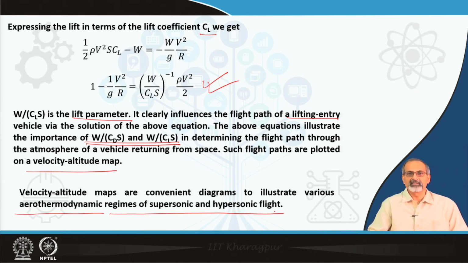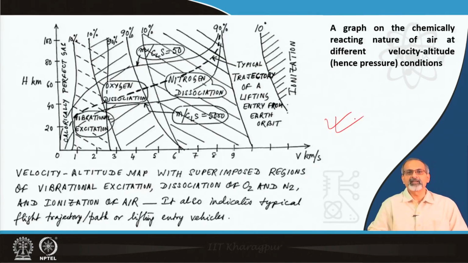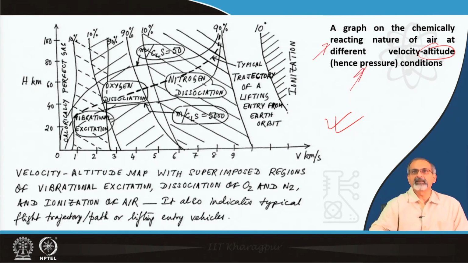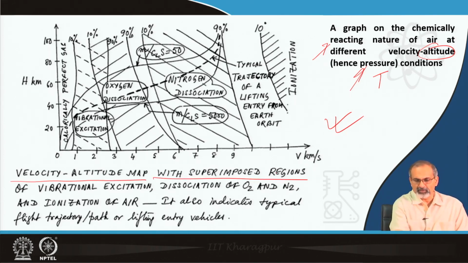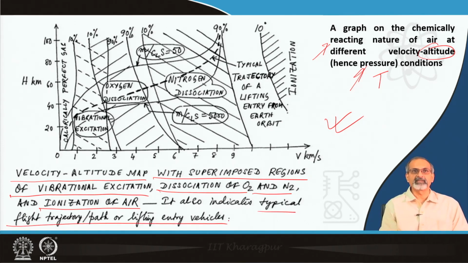So, we learnt about the lifting and ballistic cases here, and now this is the last important thing before we close. We have a graph on the chemically reacting nature of air at different velocity altitudes. Various altitudes would also mean various pressures, and remember that if it is a reacting medium, then the reaction rates will depend on the pressure existing at those altitudes, along with the temperatures which exist there. So, it is a velocity altitude map with superimposed regions of vibrational excitation, dissociation of oxygen and nitrogen, and ionization of air. It also indicates typical flight trajectory or path of lifting entry vehicles.